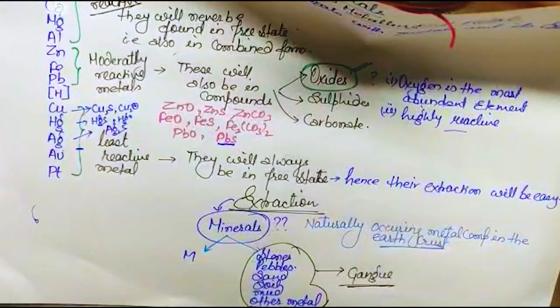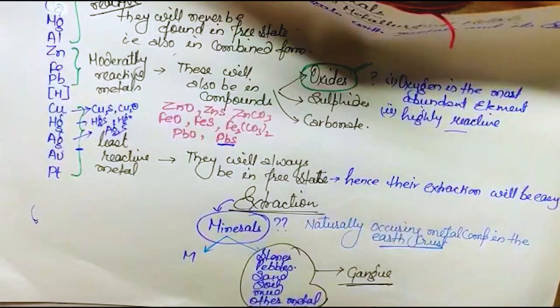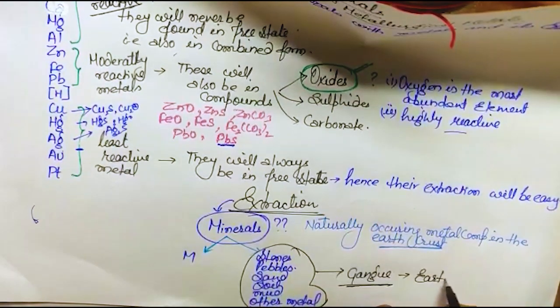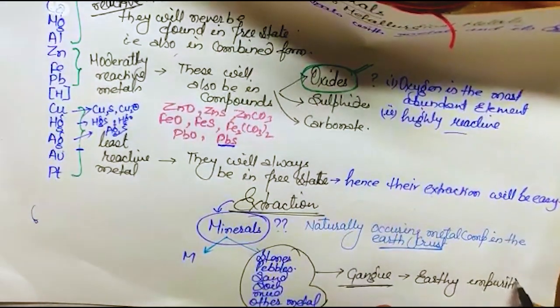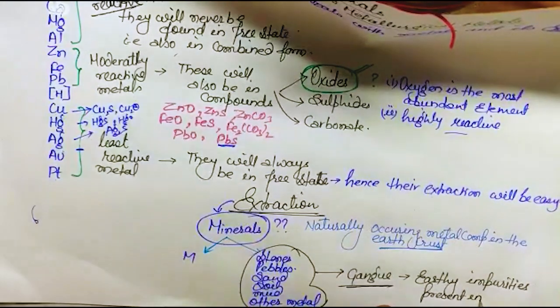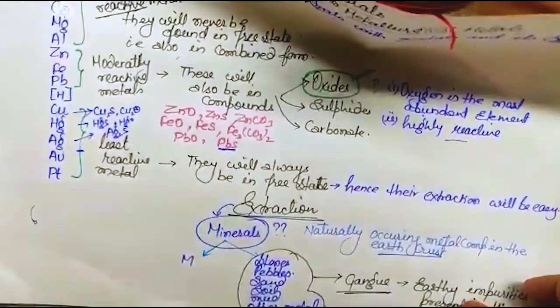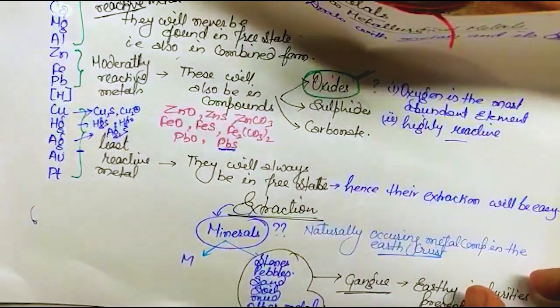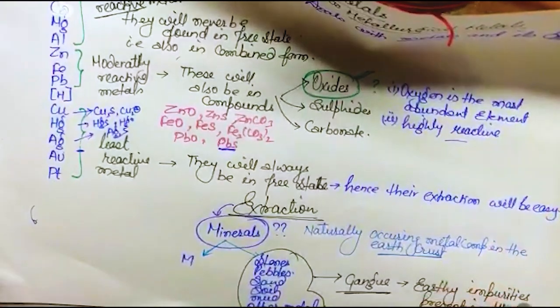So, if I'll ask you, what is gangue? Gangue is nothing but the earthy impurities present in the minerals. Okay, hope it is clear. So, metals and gangue I have explained.